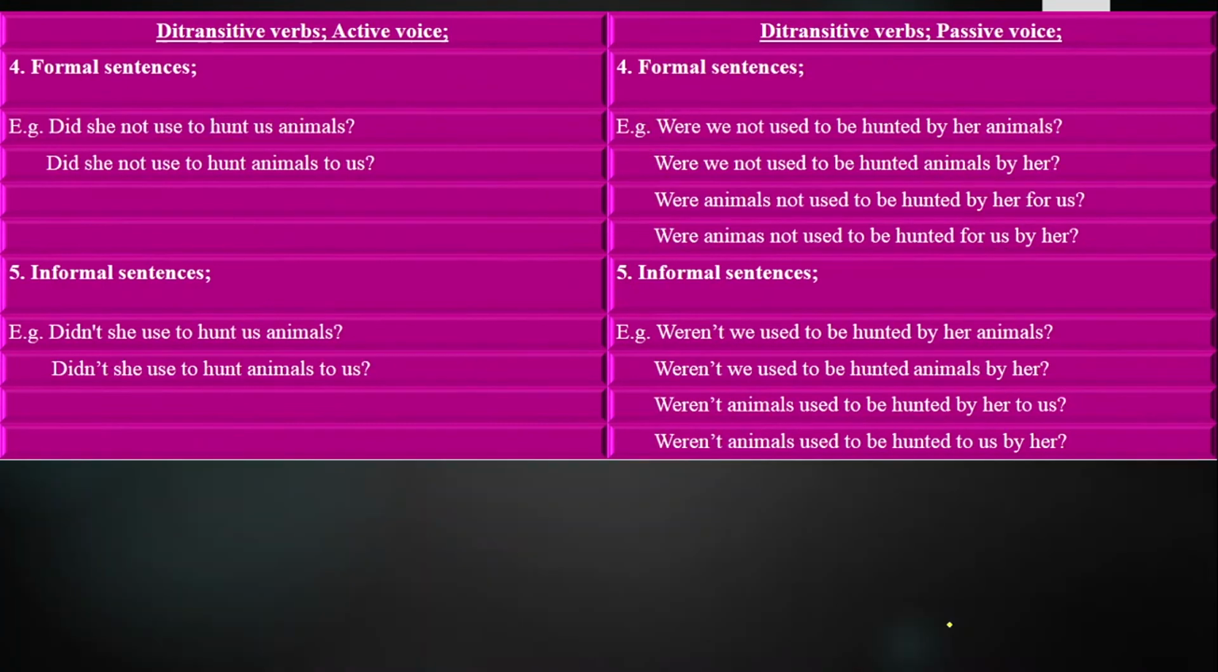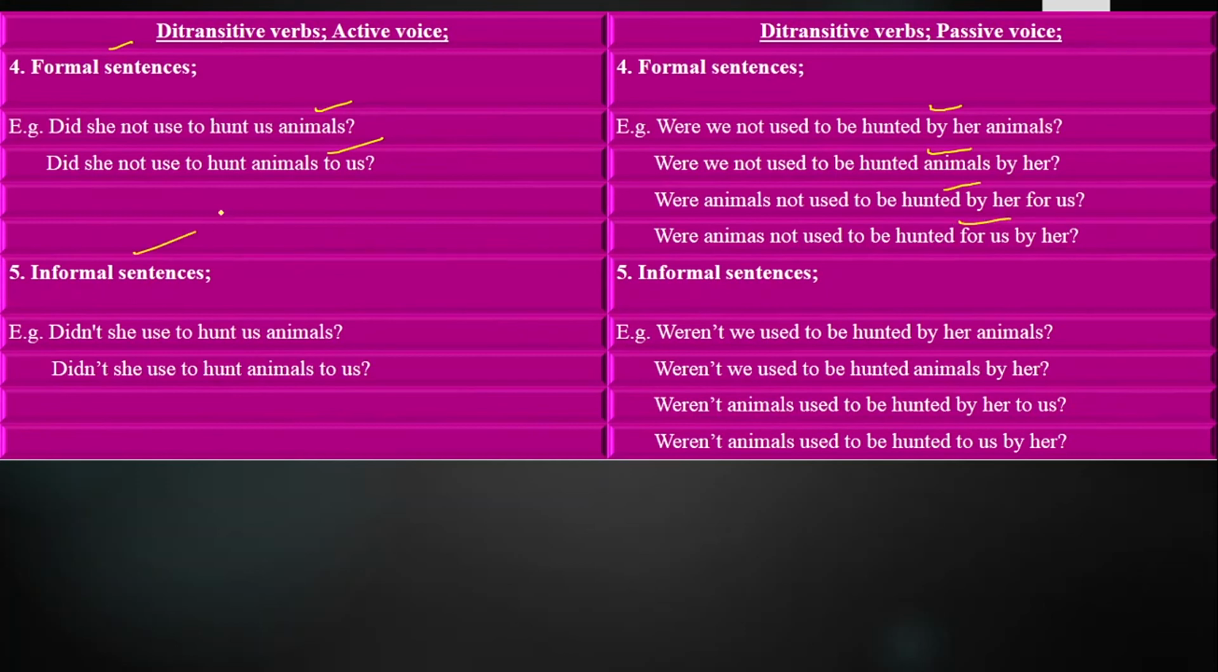Next we have got formal sentences. Their complete name is negative interrogative formal sentences. Those sentences in which we ask questions, deny the statement, we ask them in a formal and polite way are called formal sentences. Did she not used to hunt us animals, did she not used to hunt animals for us? Were we not used to be hunted by her animals, were we not used to be hunted animals by her? Were animals not used to be hunted by her for us, were animals not used to be hunted for us by her?